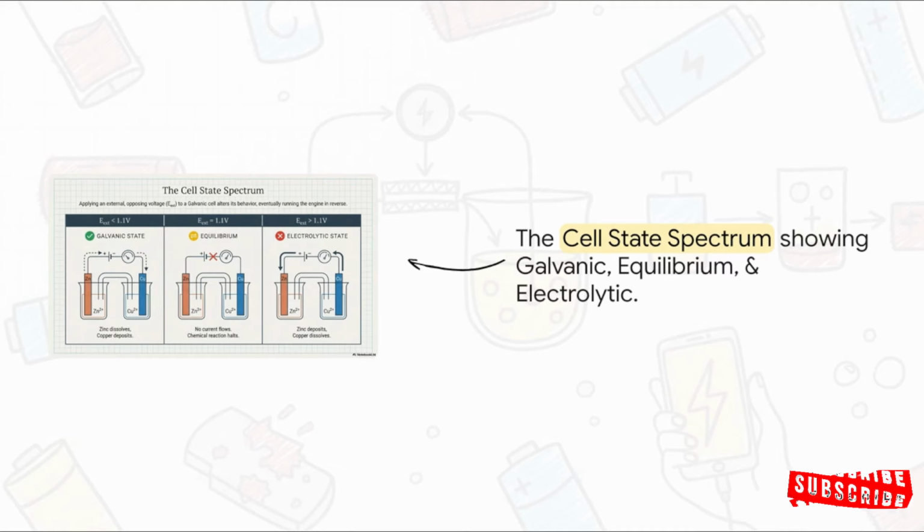Just imagine manipulating this system in real life. If you have a standard galvanic cell humming along, producing, say, 1.1 volts, and you apply an opposing external voltage that is exactly 1.1 volts, boom, you hit equilibrium. The engine halts entirely, no current flows. But if you crank up that external voltage even higher than 1.1 volts, you overpower the natural chemistry. You run the entire engine in reverse, totally turning your spontaneous galvanic cell into a forced electrolytic state.